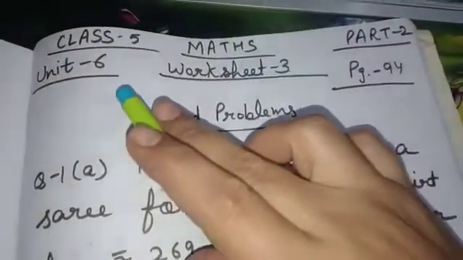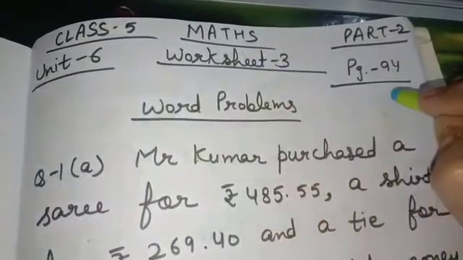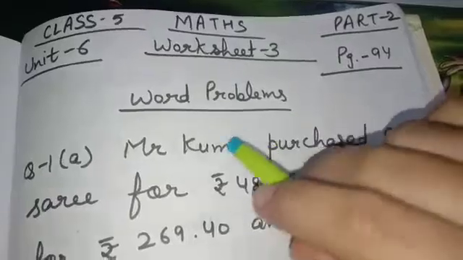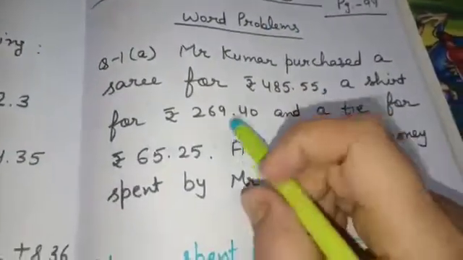Today we are going to start unit 6 worksheet 3, which is at page number 94 of our book. There are word problems in this worksheet, so let's discuss the first word problem.